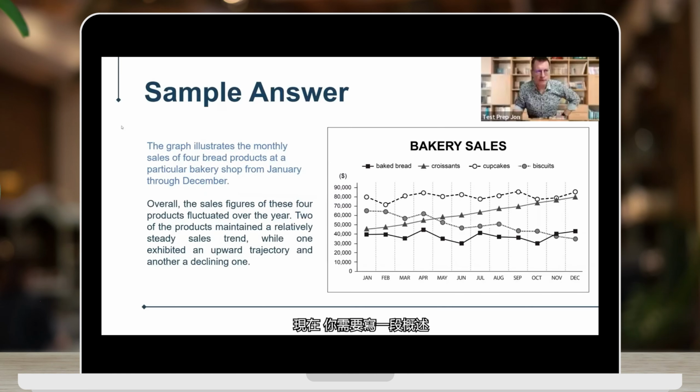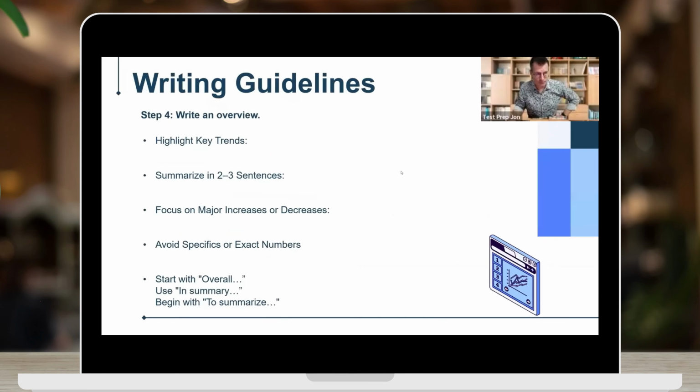Now you need to write your overview. Your overview has one job, and that is to highlight the key trends. Remember, you're not trying to describe everything. You don't even have to mention all of the categories in the line graph.